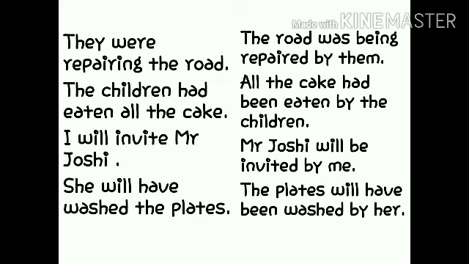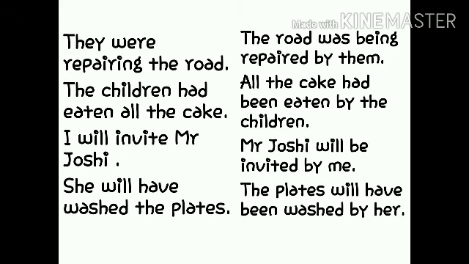Now see the next one: they were repairing the road. It's in past continuous. For continuous tense, what helping verb do we need to use? Being. Yes, the road was being repaired by them. Actually, when you get pronouns, you have to use the objective pronoun after the word by. By they, you cannot say like that, it is wrong. So we have to use the objective pronoun.